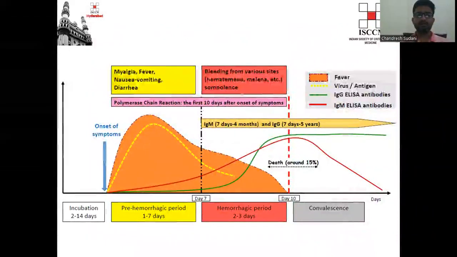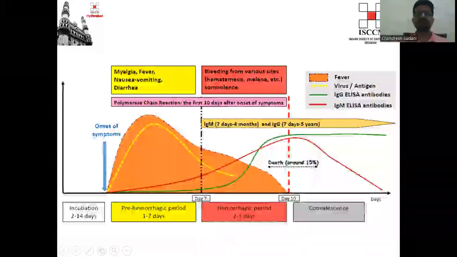If you look at the incubation period, 2 to 14 days is the incubation period. Once the onset of symptoms starts, this duration is considered the pre-hemorrhagic period. Initially, after 4 to 5 days, the patient will have some amount of hemorrhagic manifestation. If the patient is showing these symptoms, almost 15% of patients can have mortality.